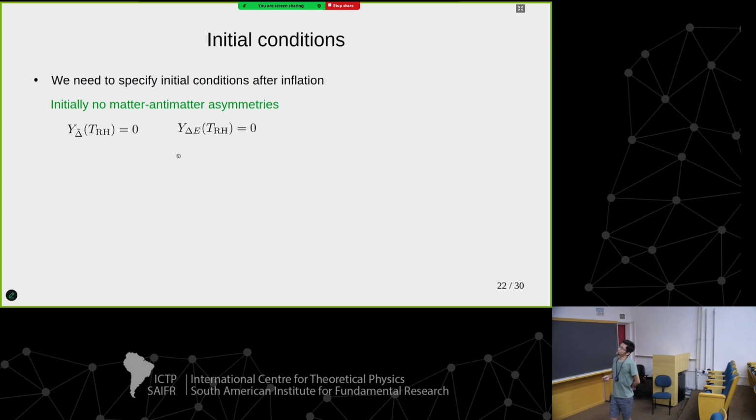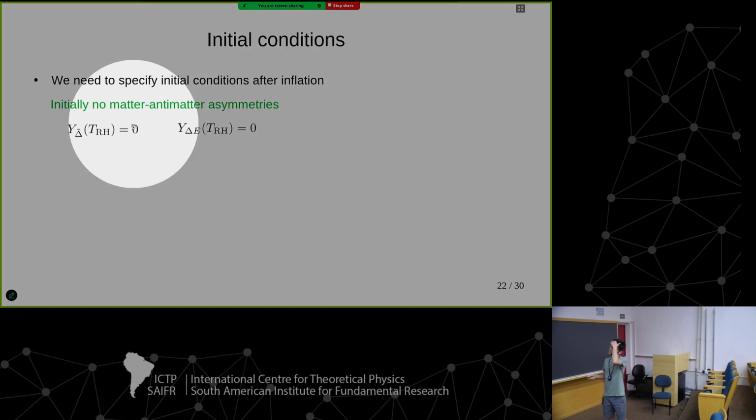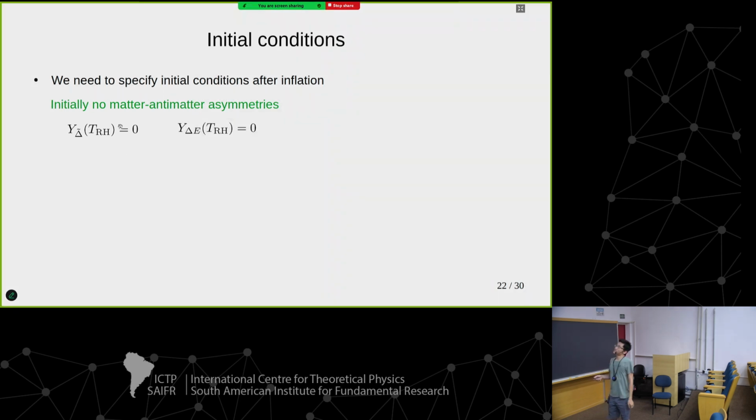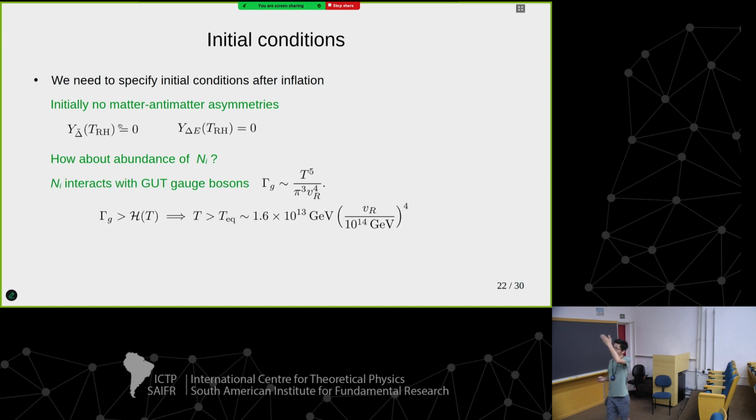So finally, what we need to discuss is also the initial conditions. After inflation, this is the thermal bath temperature. After inflation, we believe the energy in the vacuum is converted to radiation. So what is the temperature in this radiation? Of course, we choose initially no asymmetry, because this is what we want to see, how much we can produce. And then how about the abundance of N? We also need to have some guess.